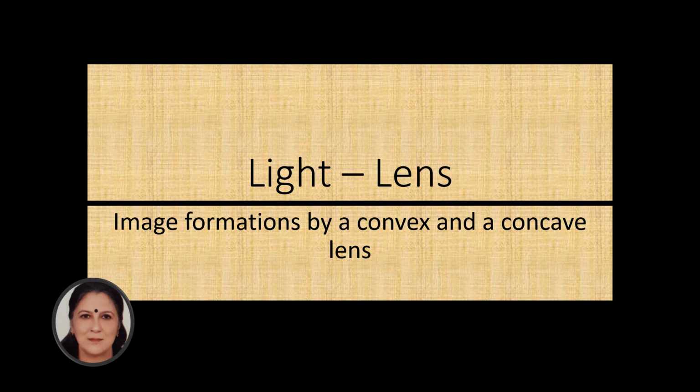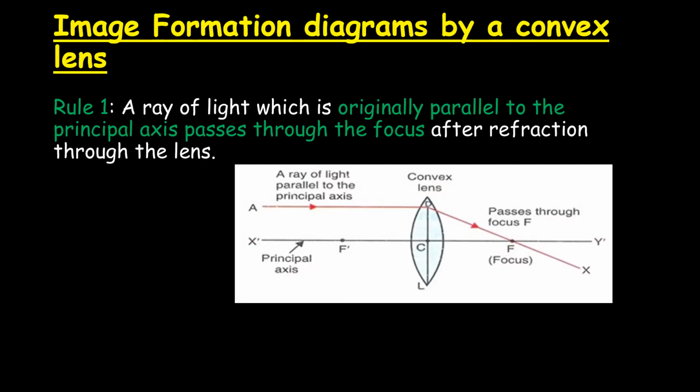Light. We are going to discuss lens, image formations by a convex and a concave lens. First, we need to learn the rules, as we have learned in mirror 3 rules to form the image. Here also we have to learn similar 3 rules to get the image formation diagrams correctly.